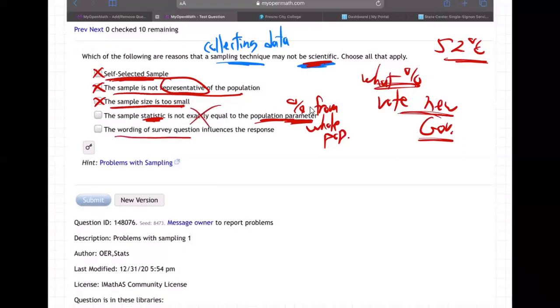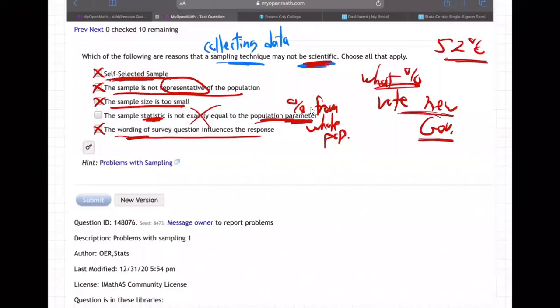Next one, the wording of the survey question. Yeah, that can be a problem. If you put on the survey, are you interested in getting rid of our terrible governor? Or if you put, are you interested in getting rid of our wonderful governor? If you ask people using flowery words one way or the other, you're going to wreck the survey. So yes, certain words can make it unscientific.